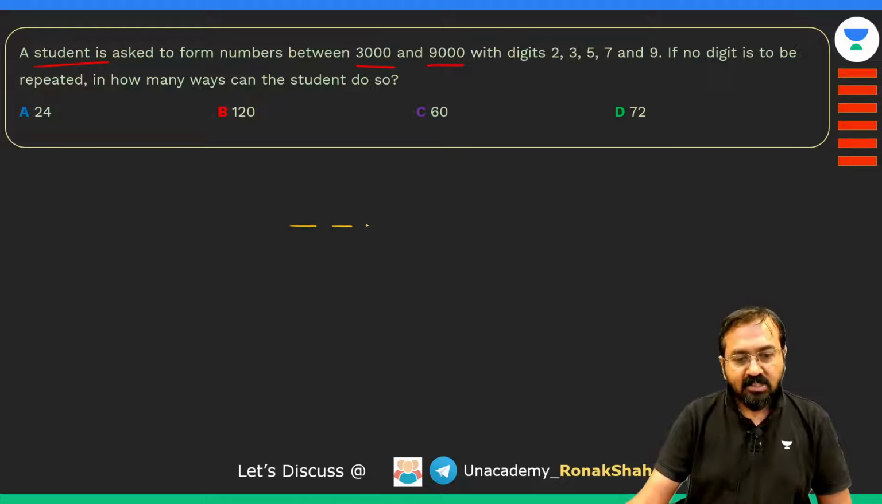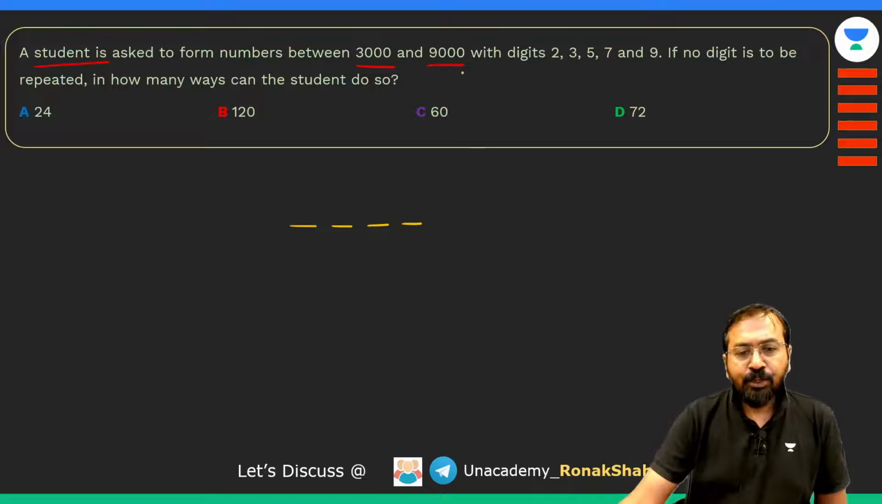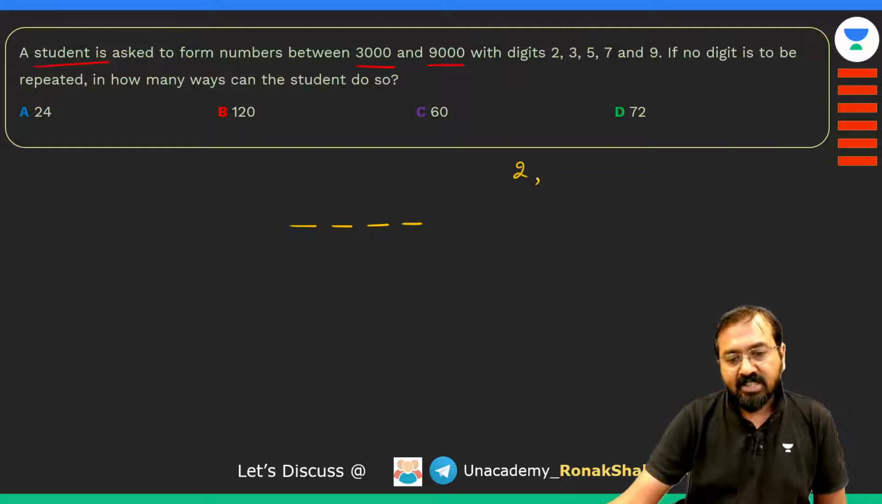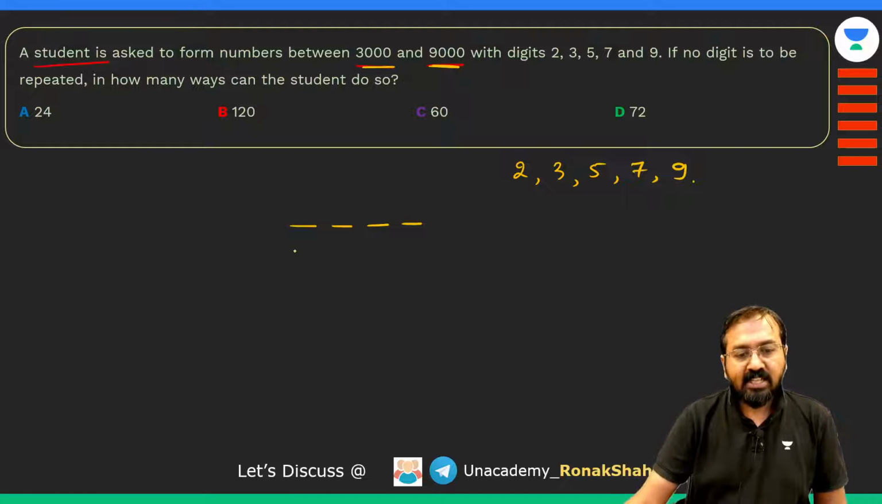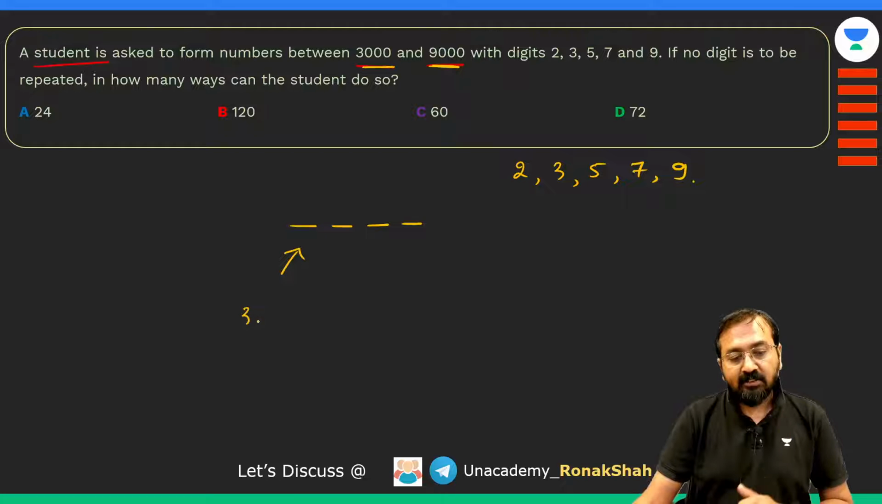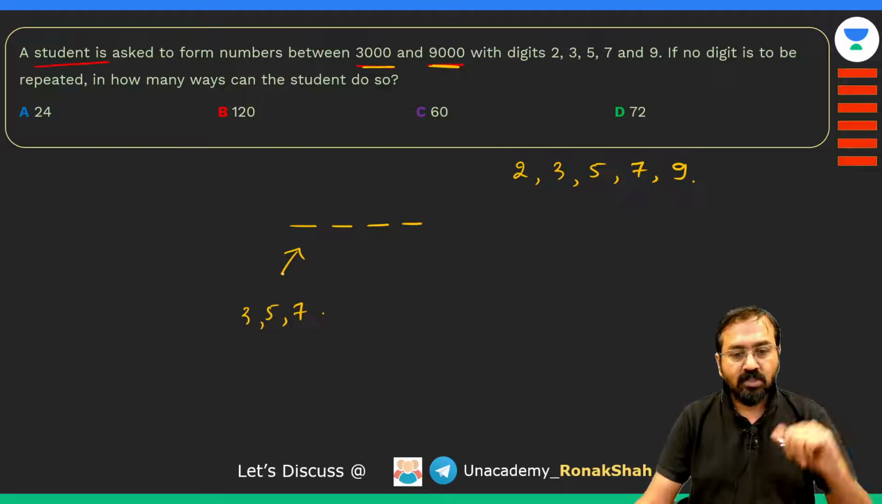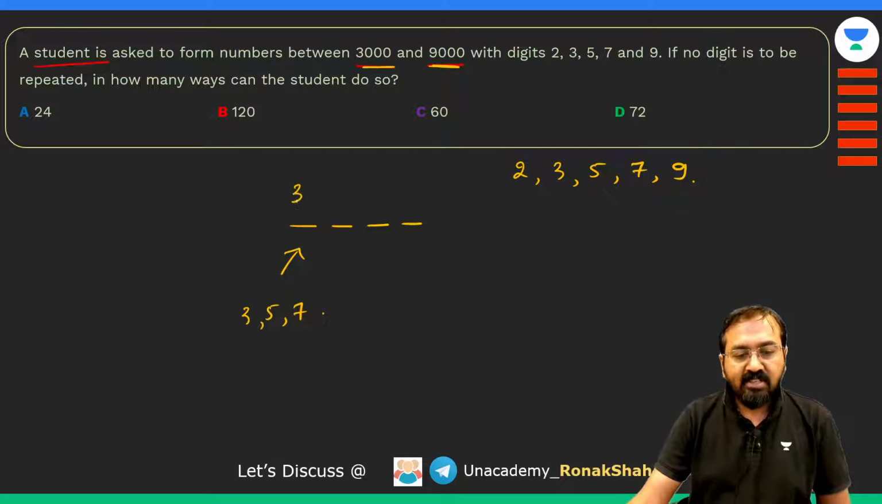So let me just indicate the digits of the number. There are 4 digits and we need to find the number of ways of filling these 4 positions, and the digits that we have are 2, 3, 5, 7 and 9. Now since the number has to be between 3000 and 9000, the digits that we can use over here are only 3, 5 and 7. We cannot even use 9 because otherwise the number will become more than 9000. So only 3 ways in which this first digit can be filled.